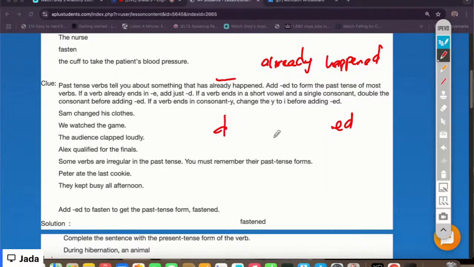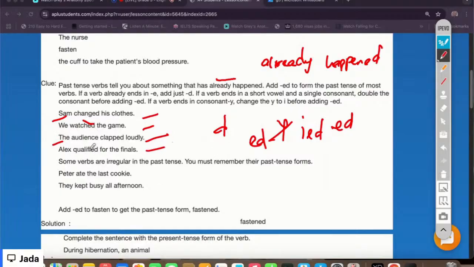And if a verb ends in a short vowel and a single consonant, double the consonant before you add your ed. If a verb ends in consonant y, you have to slash the y and make it i, then you add ed. So it's just like saying Sam changed his clothes. You can see that change here has ed and it's in the past. We watched the game. The audience clapped loudly. Alex qualified for the finals.